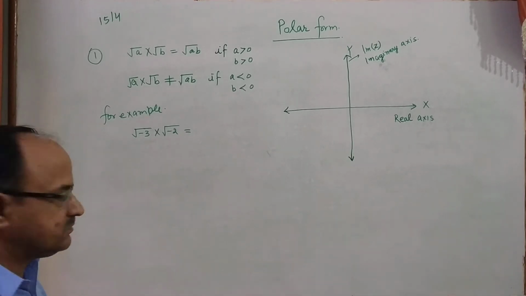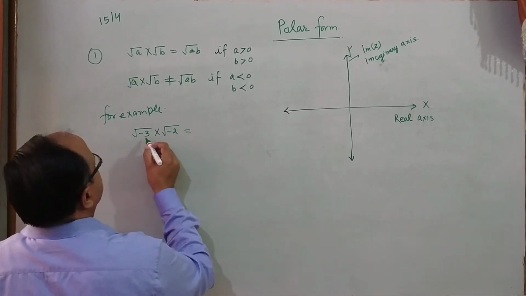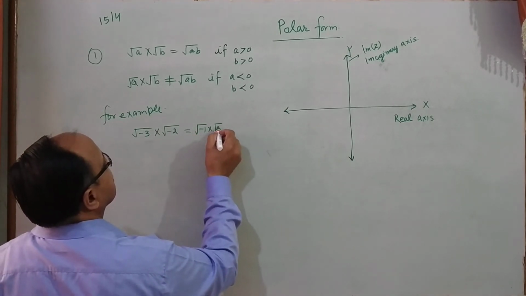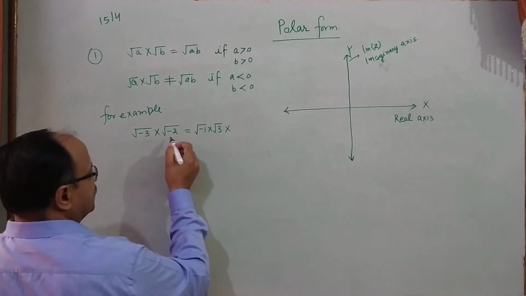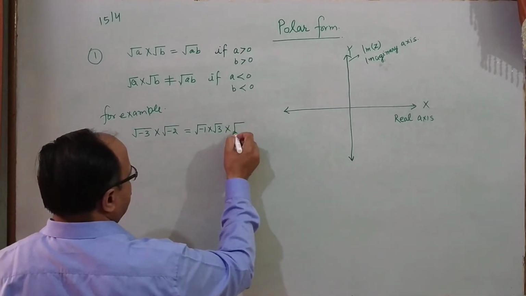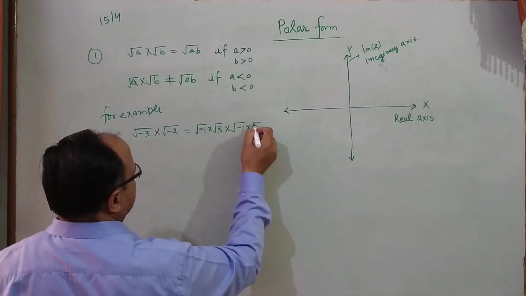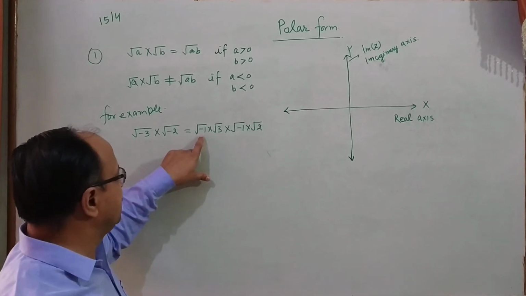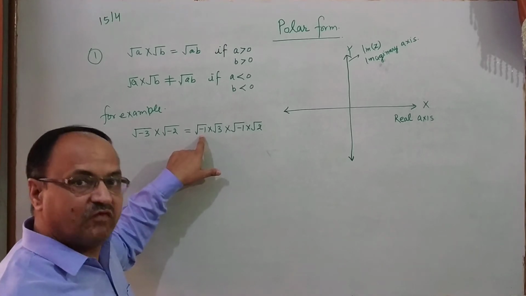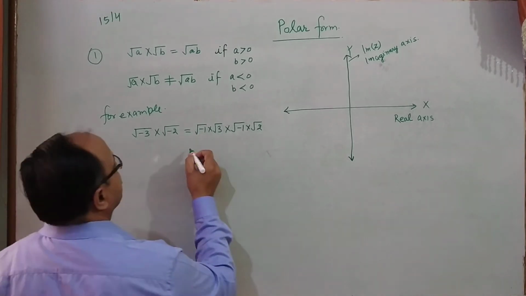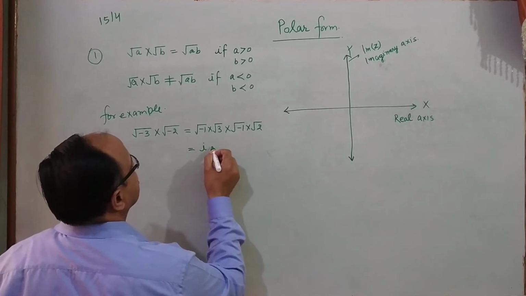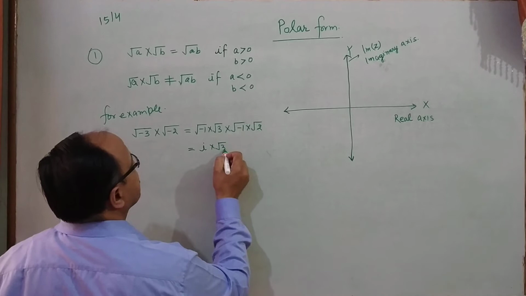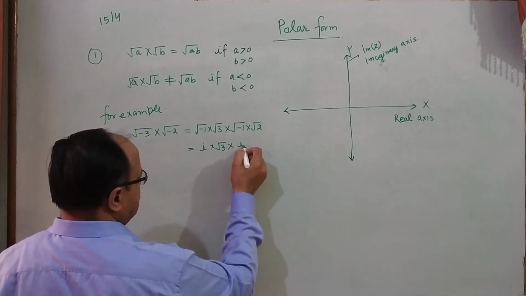Both are negative terms. So root minus 3 you can write as root minus 1 into root 3, and root minus 2 you can write as root minus 1 into root 2. Clear? Can you tell me what is the value of this root minus 1? Iota. This is called iota, and this is as it is root 3. This is also called iota, i.